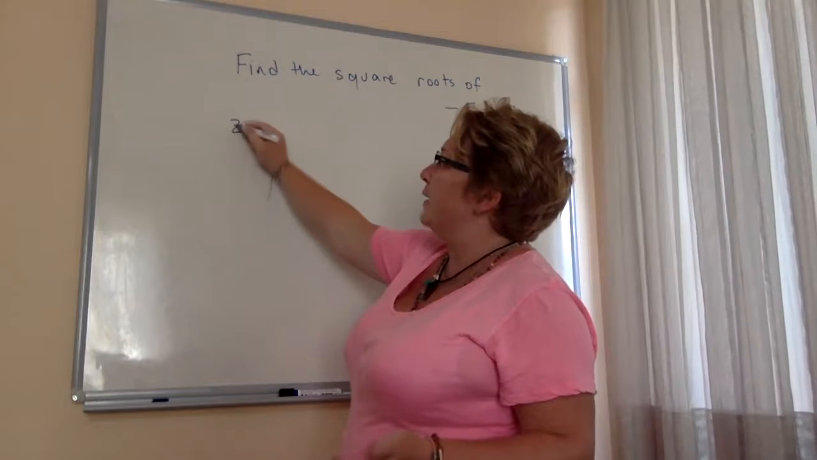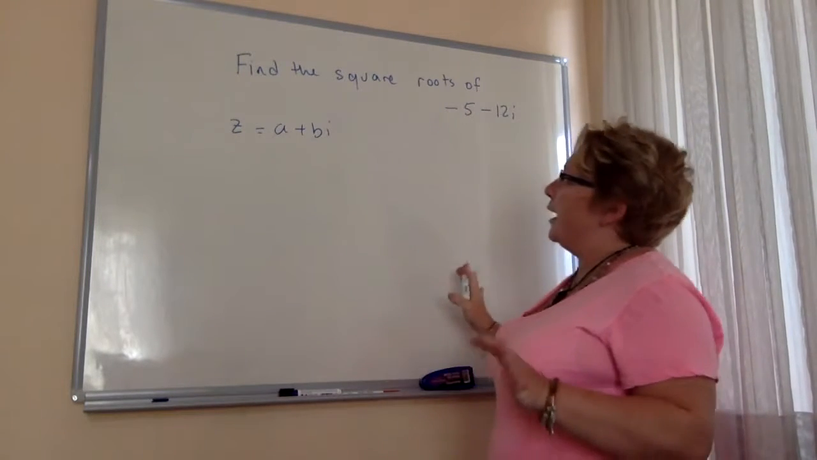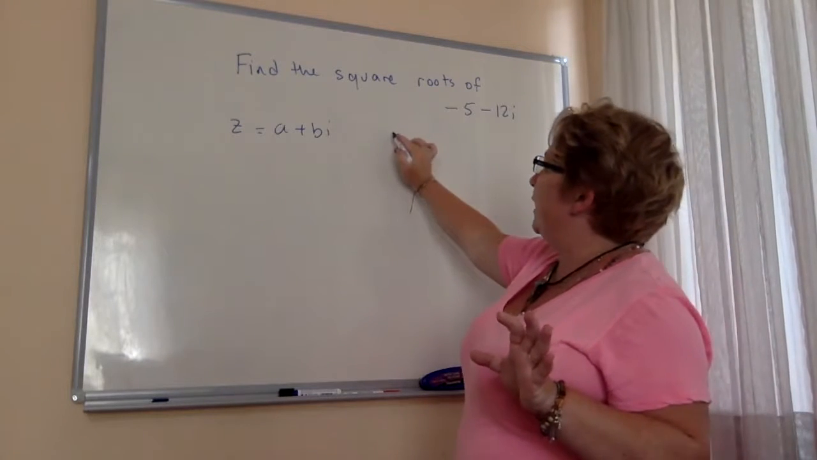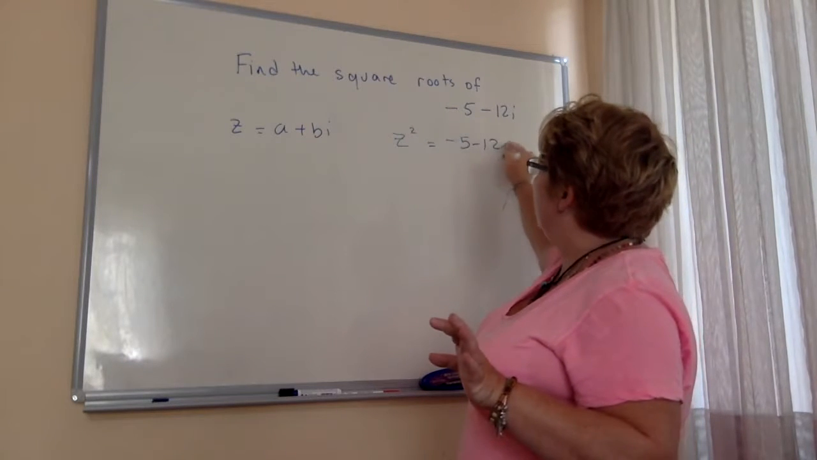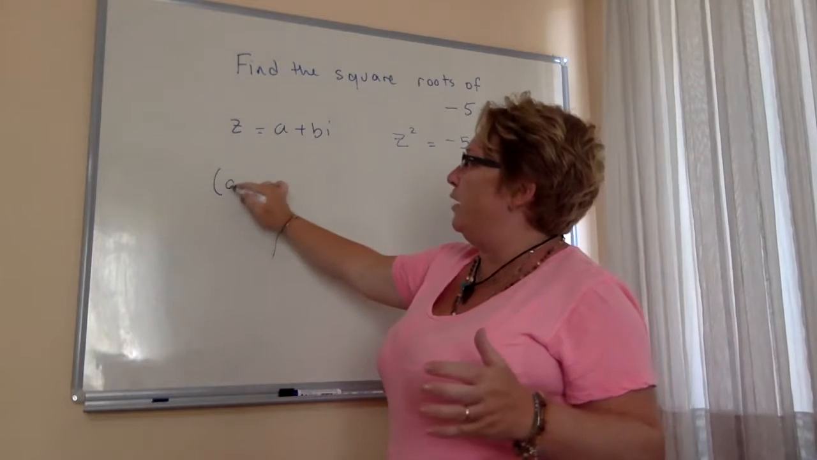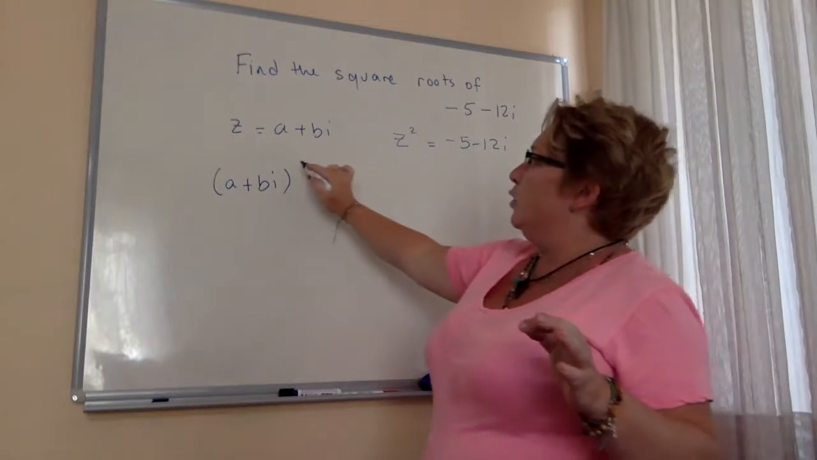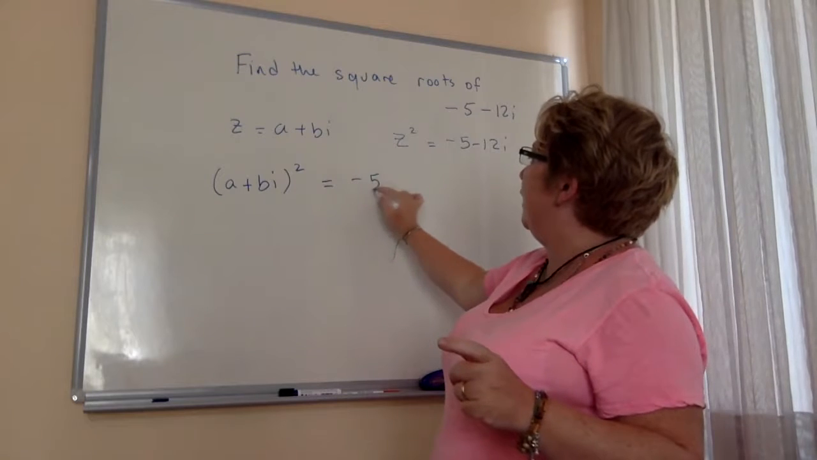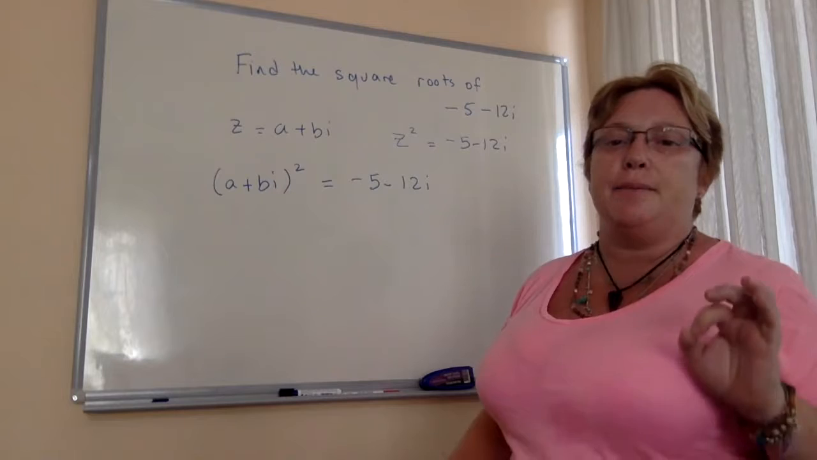Let me say that z equals a plus bi. And by asking for the square roots, I'm simply looking for whatever z squared is equal to, minus 5 minus 12i. So what I'm going to do is take the square of this z. So I'm going to take (a plus bi) squared, and I'm going to set it equal to minus 5 minus 12i, and I'm going to look for a and b.